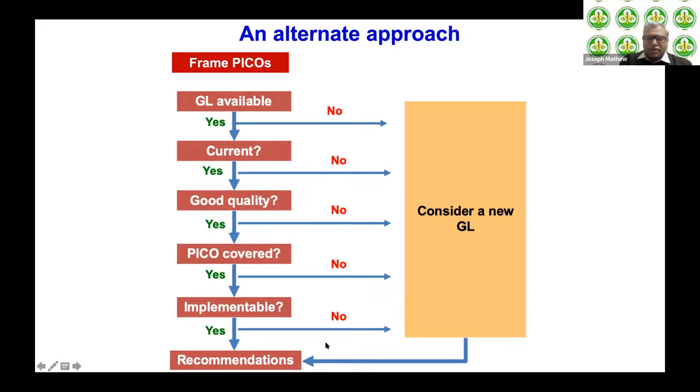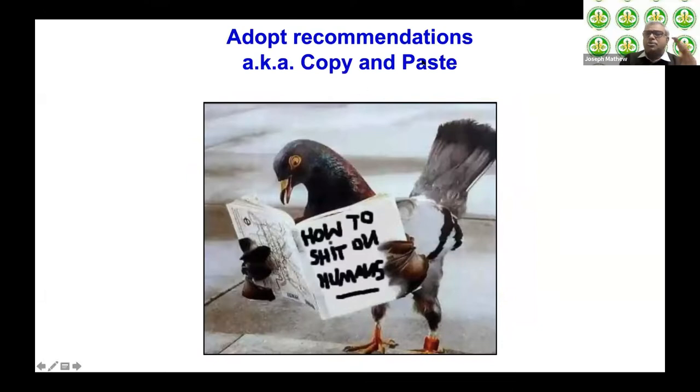Now, if you do come across recommendations which are available from these existing guidelines, then one of two or three things can happen. One is, you can adopt those recommendations as they are, which means even though they were developed for a different society, for a different setup, they are freely adoptable or copy-pastable or transplantable to our own society, because we believe the biology of the disease is similar, outcomes are going to be similar.